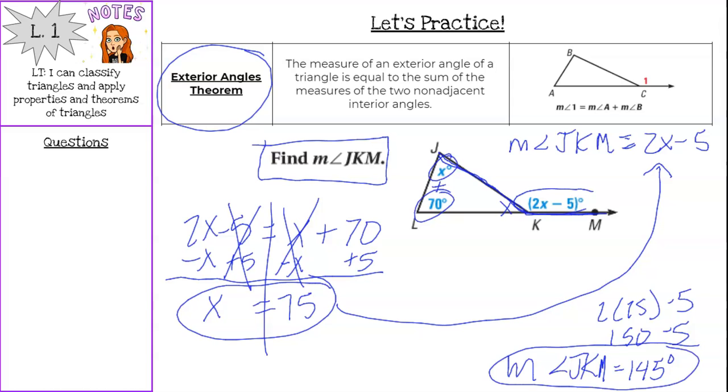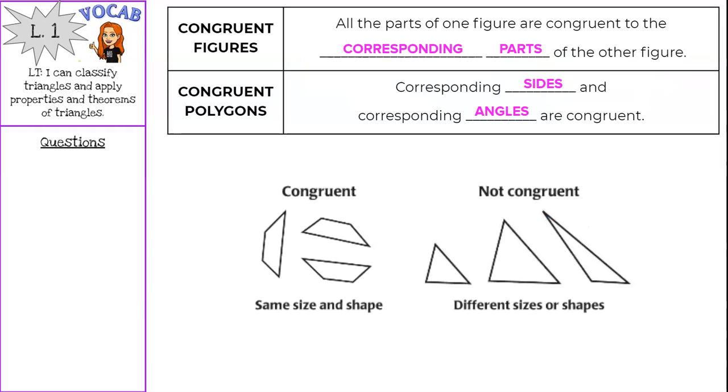All right, last little piece here. We have congruent figures. So all the parts of one figure are congruent to corresponding parts of another figure. That makes figures congruent. So congruent polygons, we're going to be working with triangles specifically, meaning the corresponding sides and corresponding angles are congruent. So all 3 sides have to be the same and all 3 angles have to be congruent to each other. So you have examples of congruent and not congruent, what that looks like.